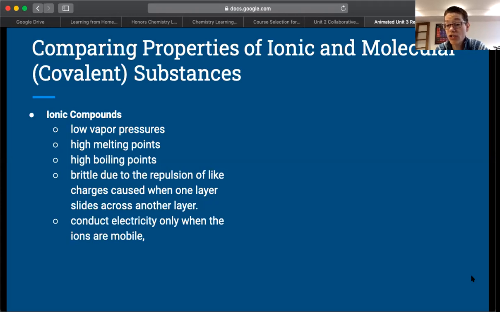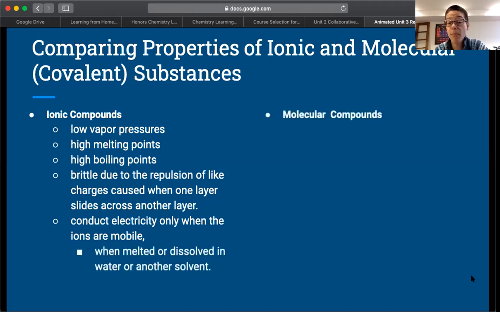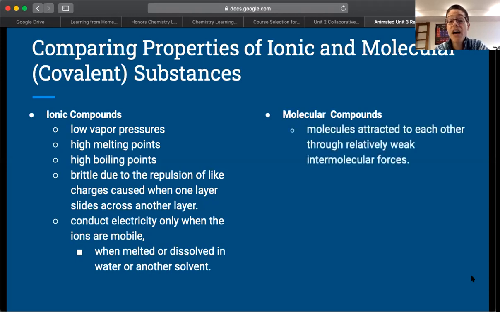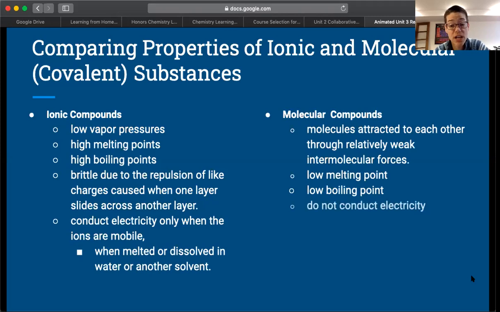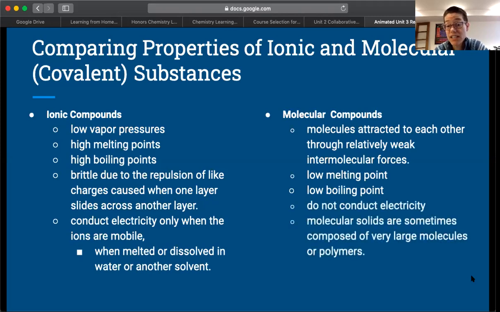Ionic compounds conduct electricity basically when the charges can move, so when they are either dissolved or as liquids. Okay, molecular compounds. So basically you can just look at each one of these things and say it is the opposite of. So molecular compounds have weak forces, which means they have fairly low melting and boiling points. They have higher vapor pressures. They don't conduct electricity because they don't have any charges.